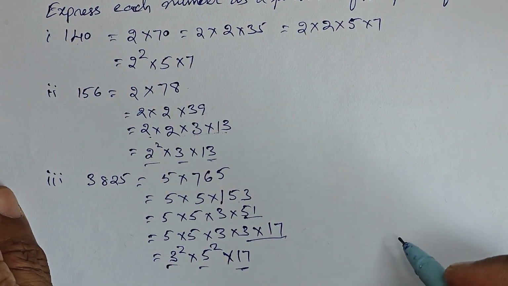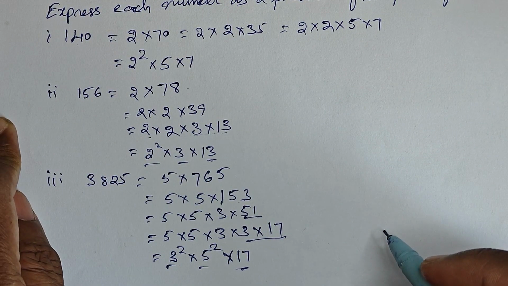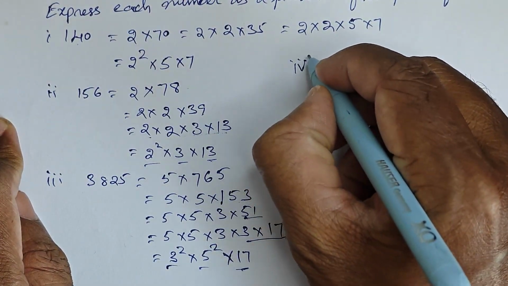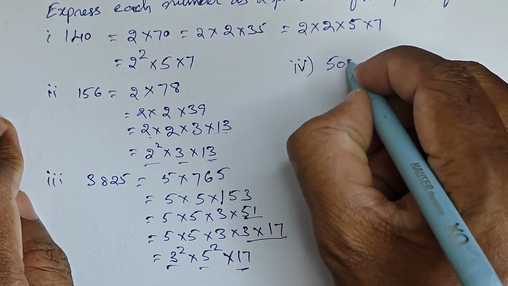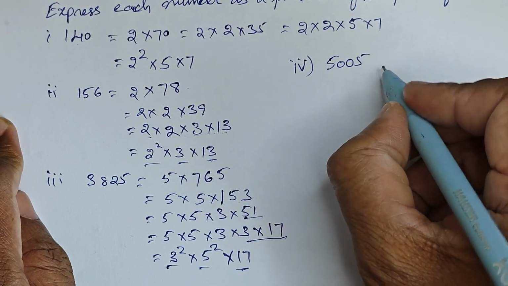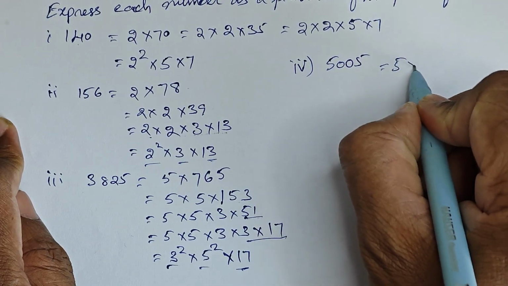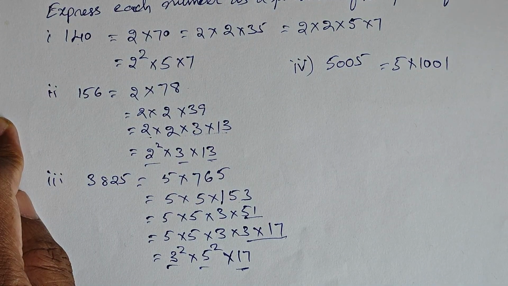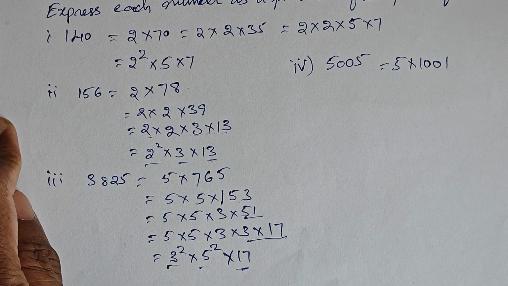The next question is prime factors of 5005. Okay, this is as is in the NCERT book. 5005, it is ending with 5. Definitely 5 is a factor. 5 into 1001, and for 1001 we need to find the factors.